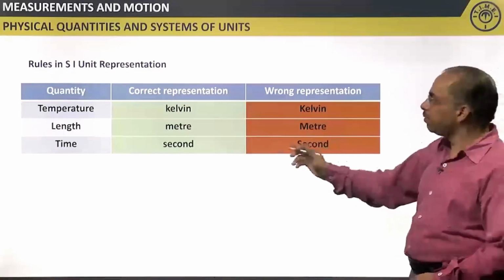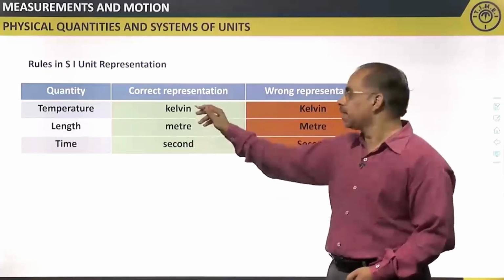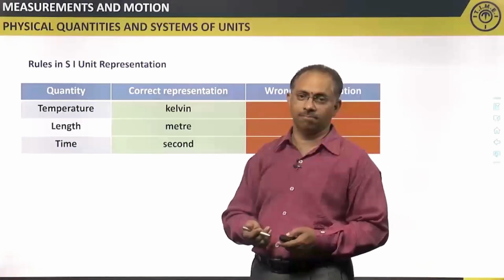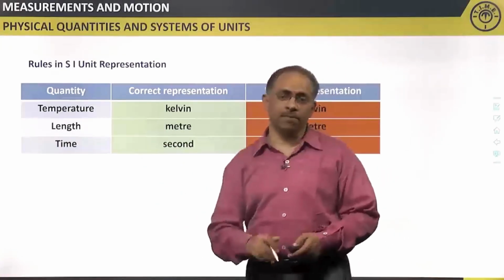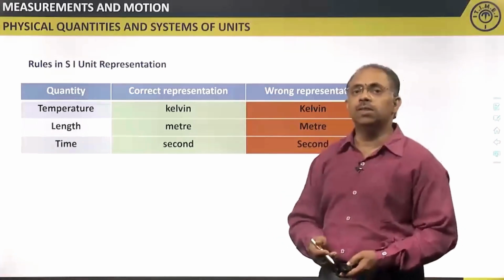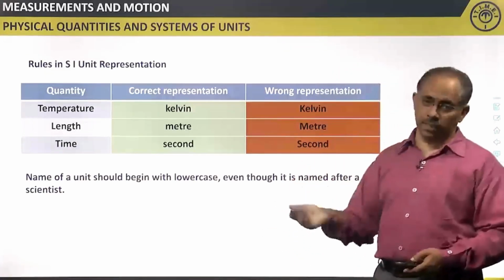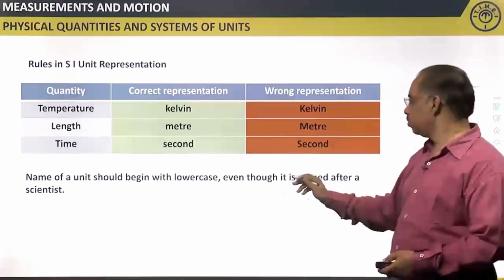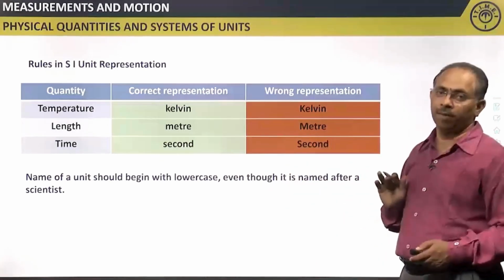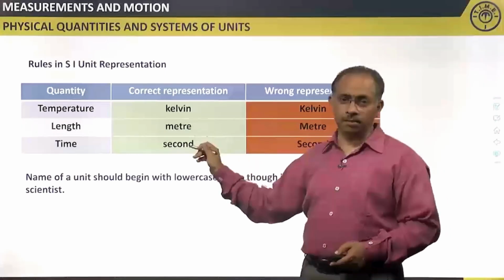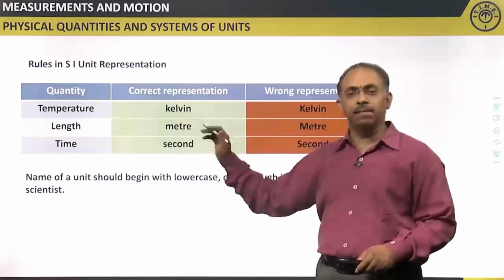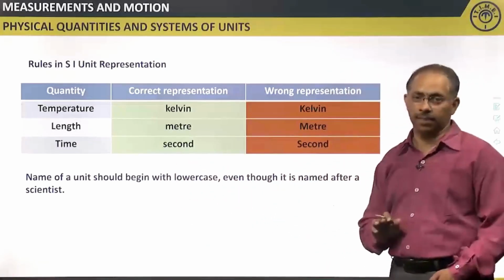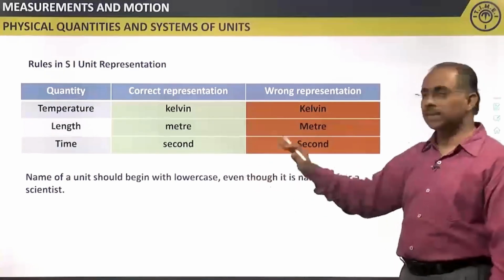Among these three, kelvin is the name of a unit which is named after a scientist. It is a unit of temperature named after a scientist. Even if it is named after a scientist or not, you should begin with a lowercase letter. That is the rule. These two units are not the names of a scientist, but this one is. Even so, when you are writing the name in full, you should begin with a lowercase letter. That's it. Hope this rule is clear now.